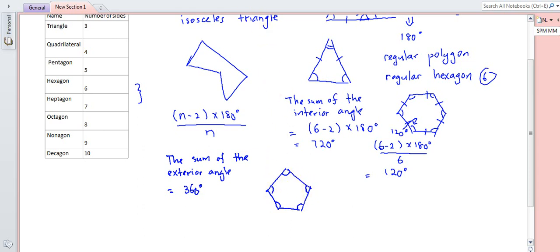Okay, so if I extend the line like this, these are the exterior angles. All these angles, the red color ones, added together will be equal to 360.